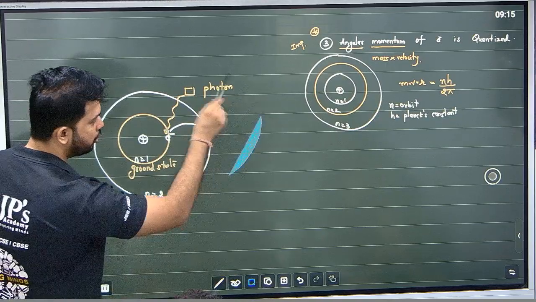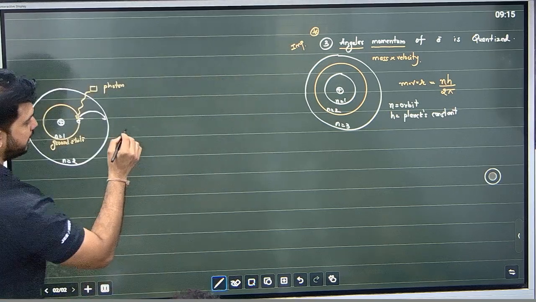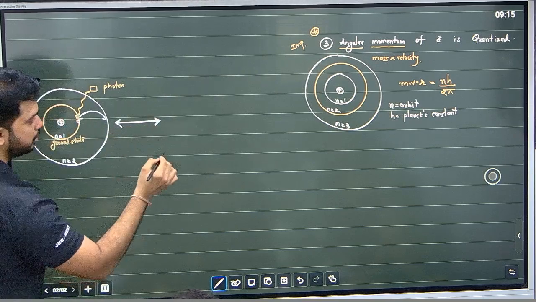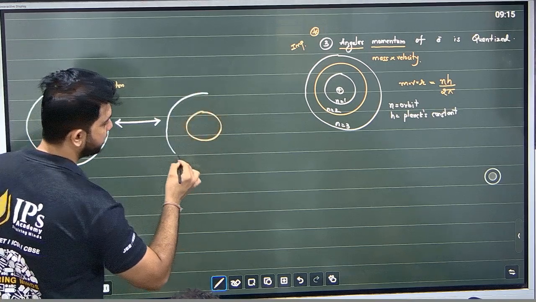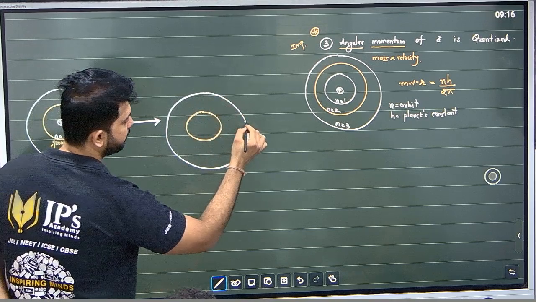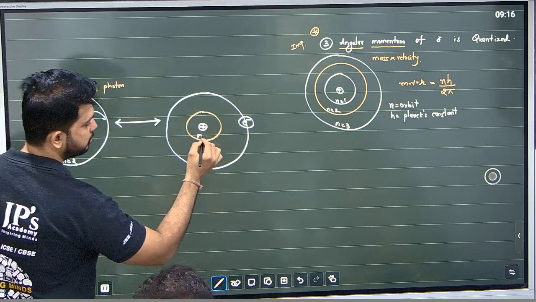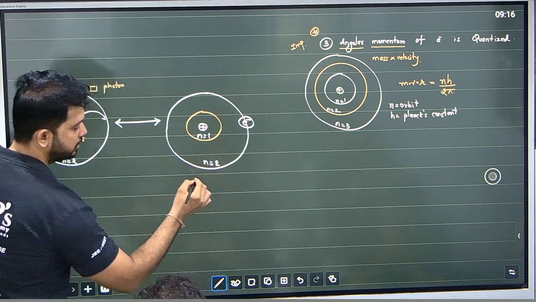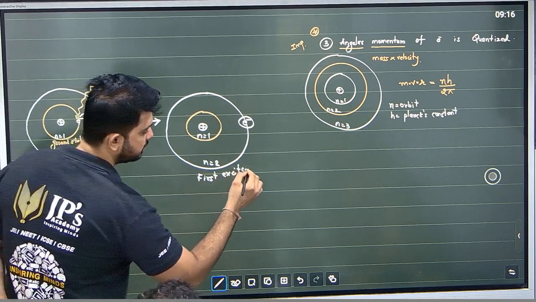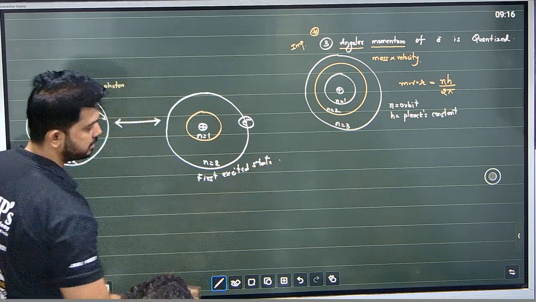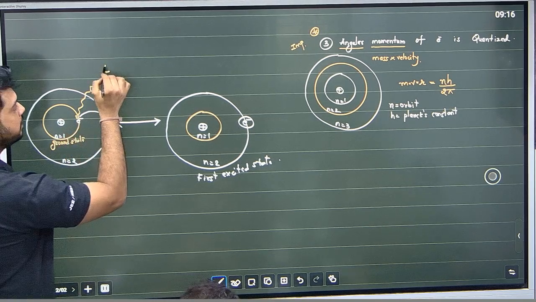This phenomena is called as excitation. I repeat, it goes from ground state to this is the higher state. N is equal to 1, n is equal to 2. You can call this as the first excited state. What I did is I supplied energy to the electron in the form of a photon.